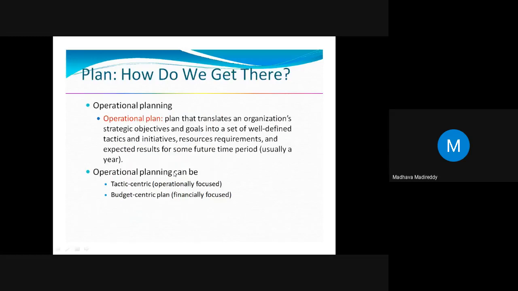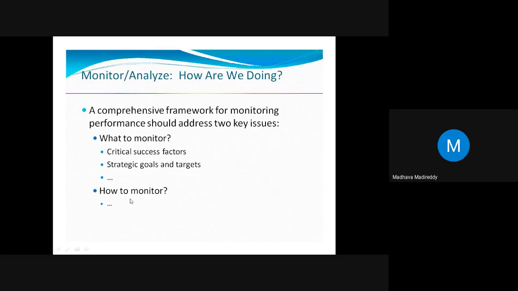Then we are moving on to the operational planning. Operational planning is a plan that translates the organization strategies and goals into well-defined tactics and initiatives. So now you have a strategy, and you convert that strategy into a plan. The operational plan can be based on tactics or a budget.